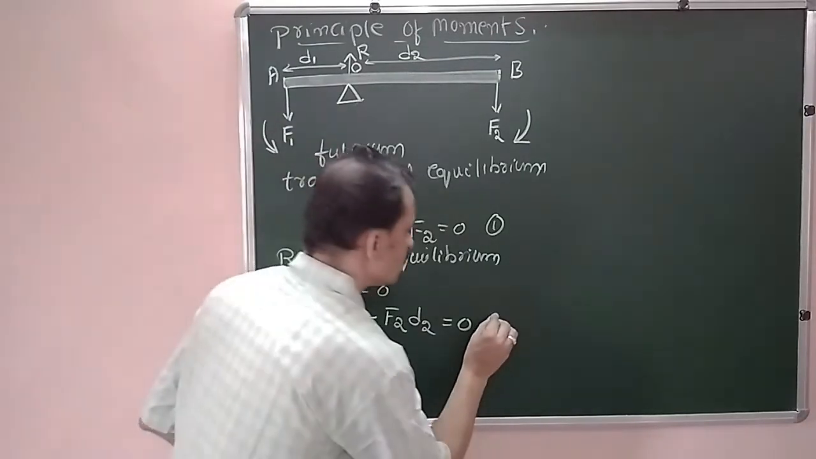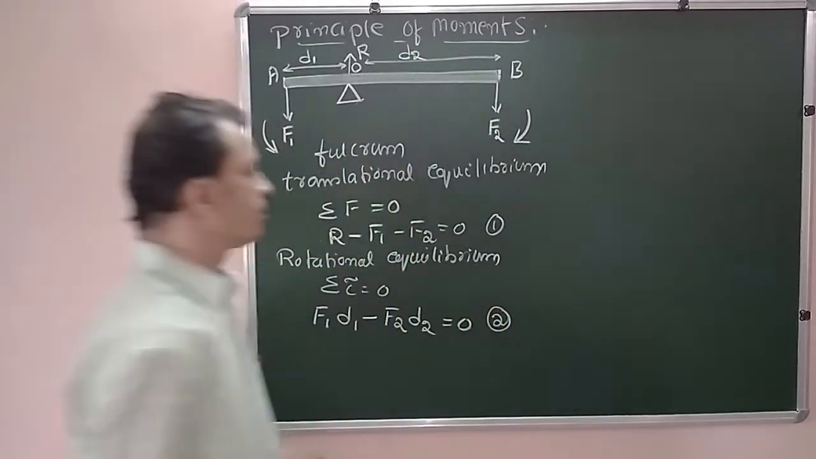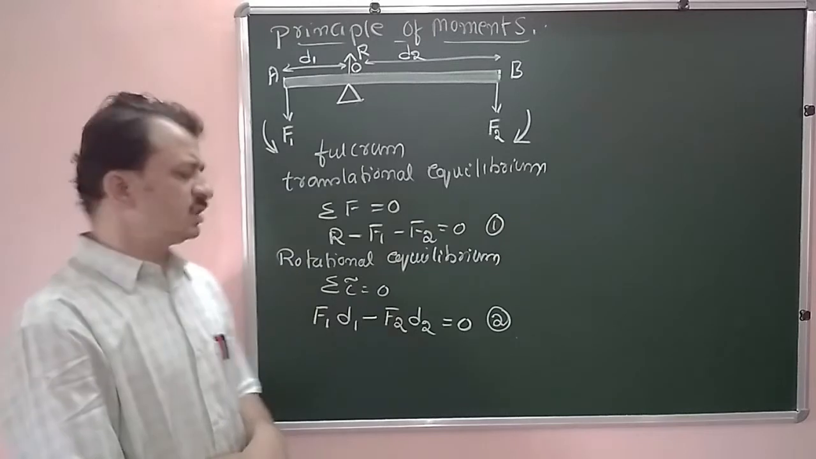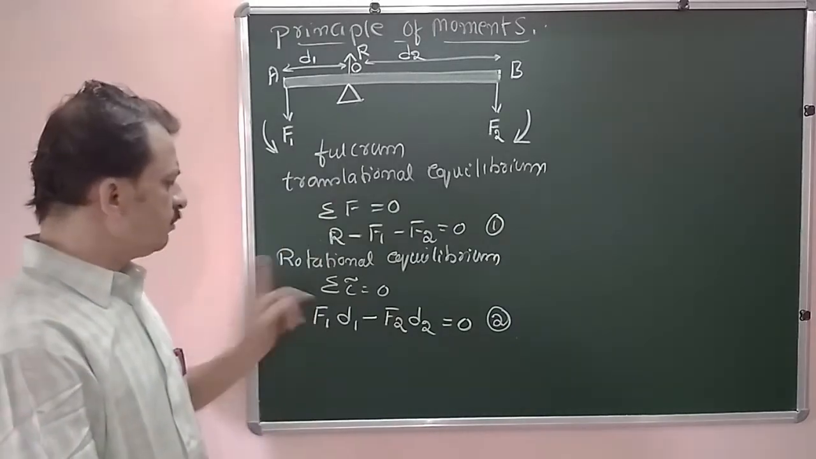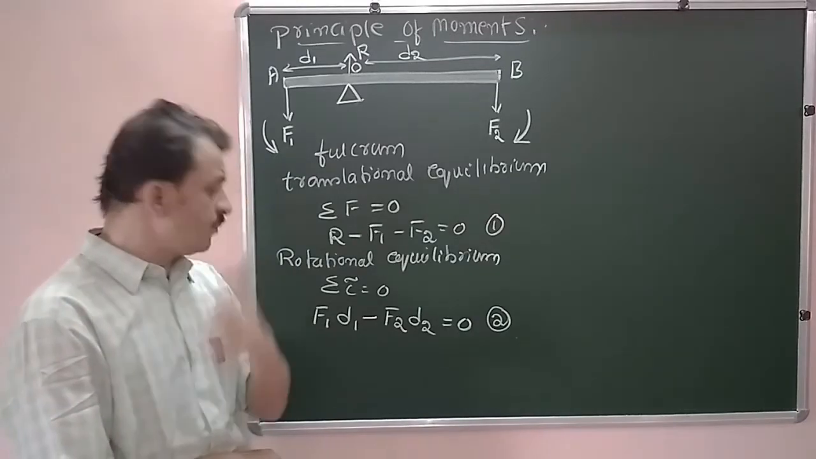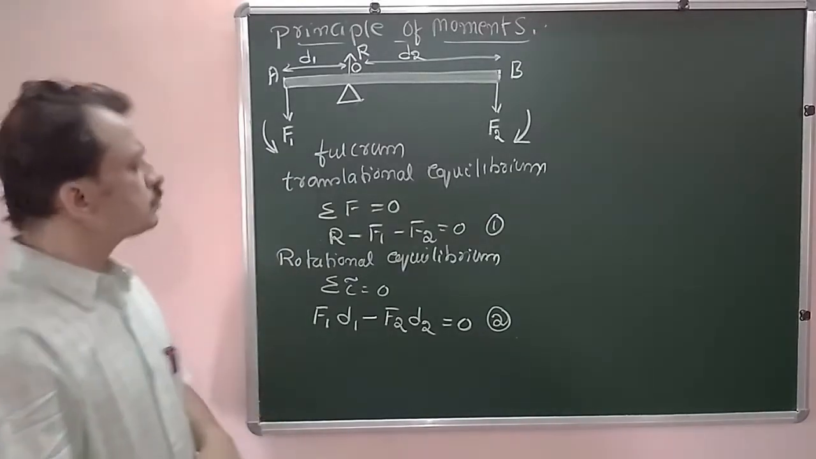Now let me call this equation 2. The lever is in translational equilibrium if it satisfies this condition. It is in rotational equilibrium if it satisfies this condition: F1 d1 is equal to F2 d2.